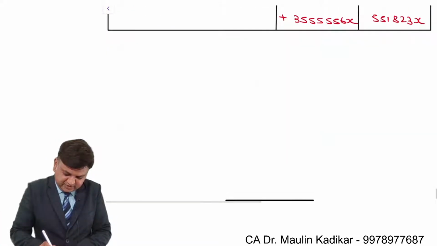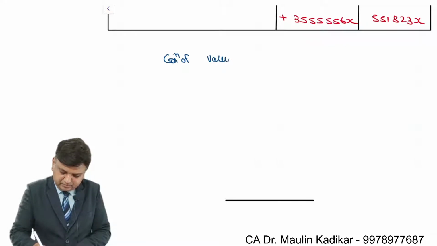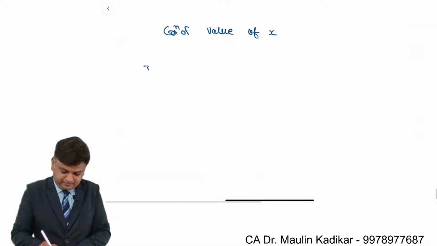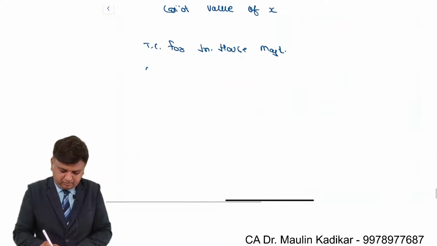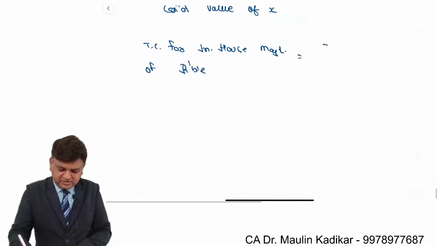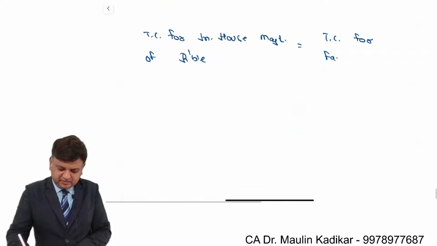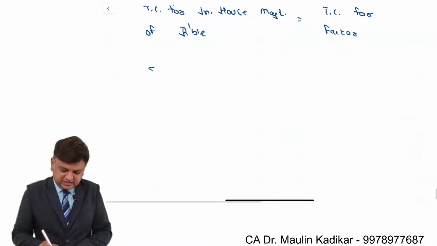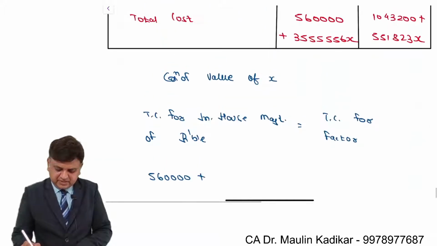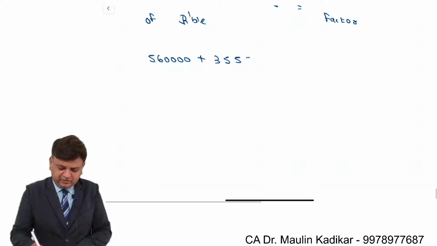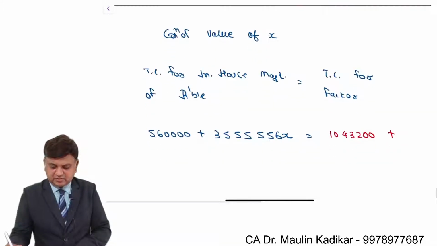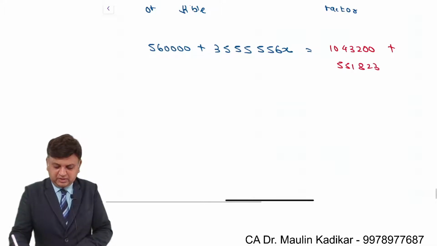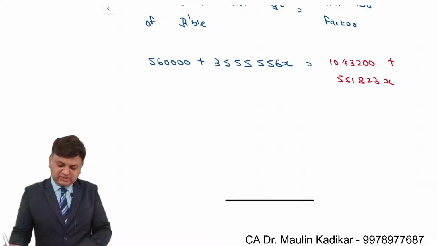So calculation of value of x. Total cost for in-house management of receivable is equal to total cost for factor. 5,60,000 plus 35 lakh 55,556x is equal to 10,43,200 plus 551,823x. Now x value is transferred on the left side, so it will become negative.